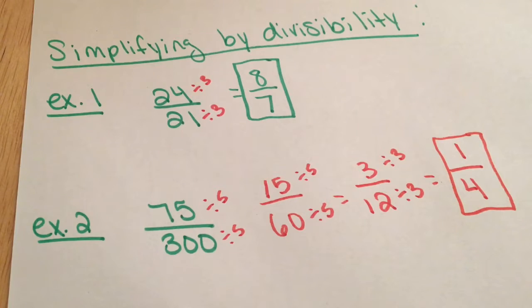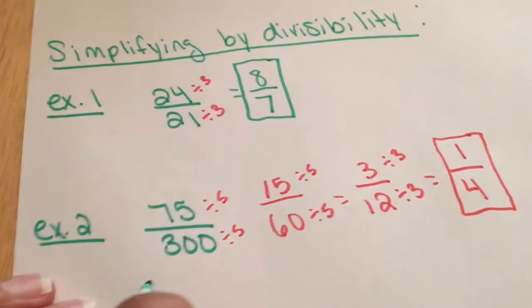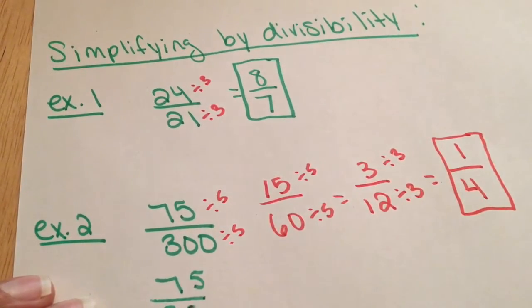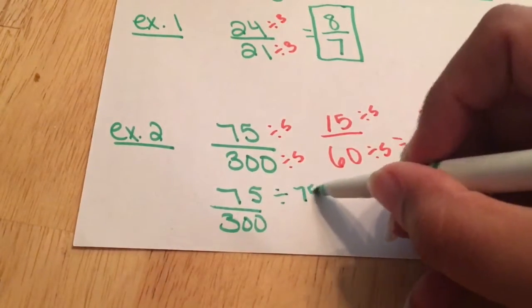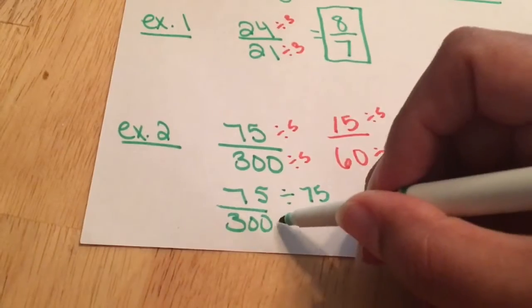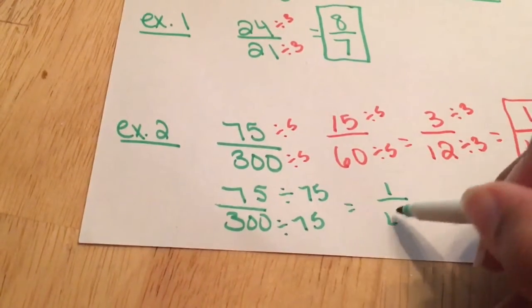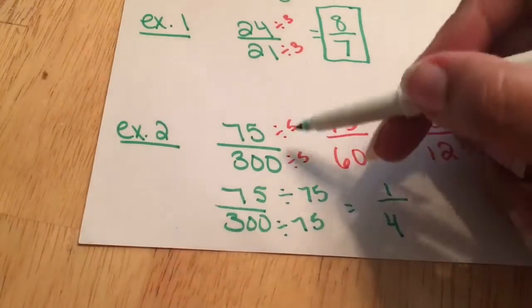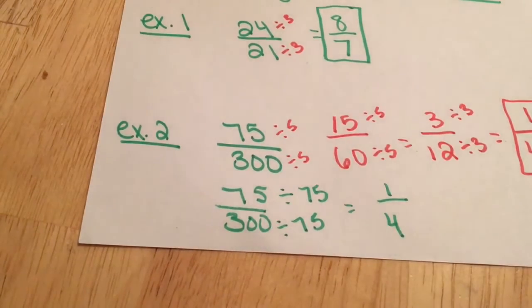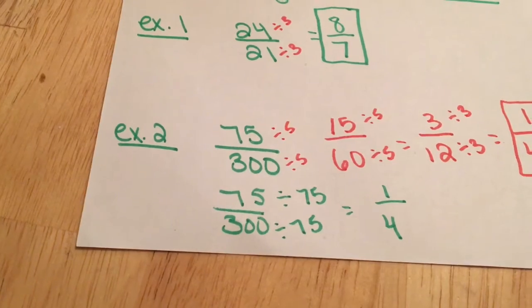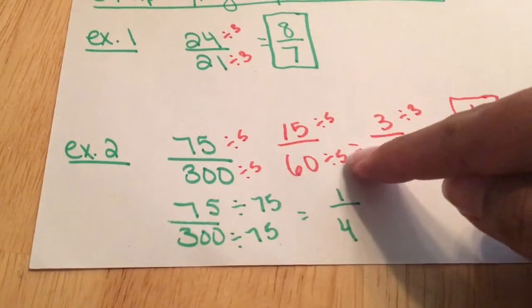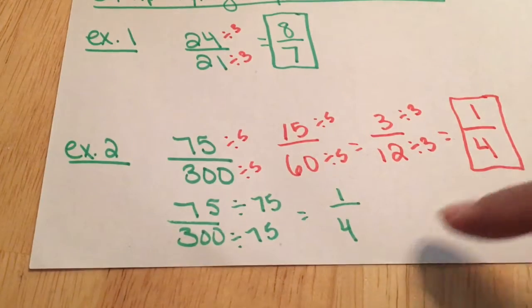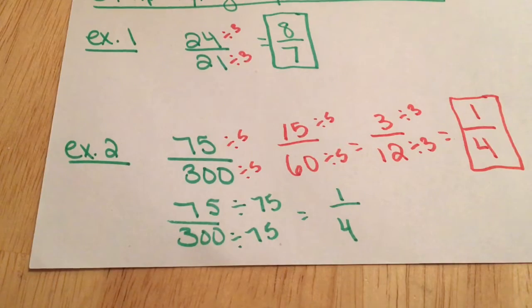Some of us, however, looked at this 75 and 300 and automatically knew that the number that I could reduce both of these by originally was 75. If we go ahead and look at that, 75 divided by 75 is 1. 300 divided by 75 is 4. So we didn't have to do all of this reducing or all of this dividing to simplify this fraction. We could have done it all in one step. However, what we notice is regardless of what we start off by dividing by, we end up with the same simplified fraction, and that's our goal.